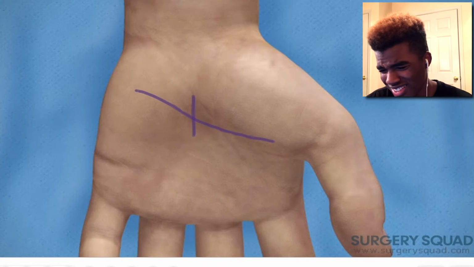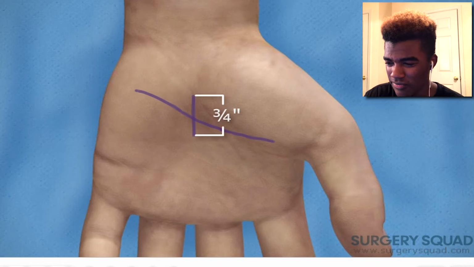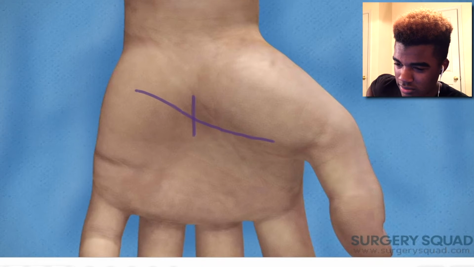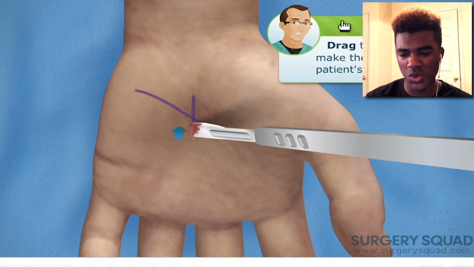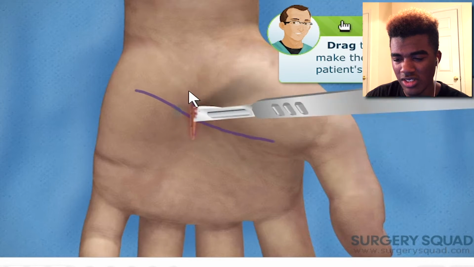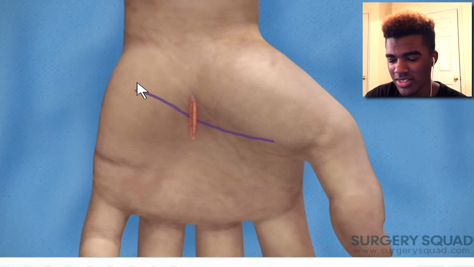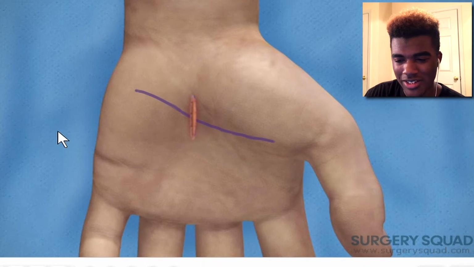We'll be making a 3/4 inch incision at the intersection of those lines. Now take the scalpel and make the incision. Oh. Doctor, I couldn't have done it better myself.